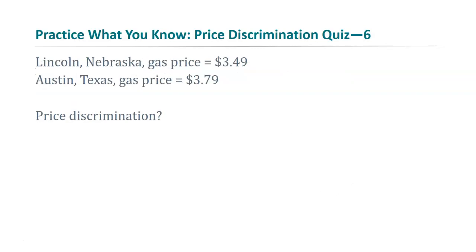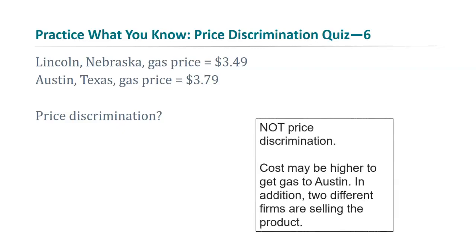Lincoln, Nebraska, gas price is $3.49. Austin, Texas, gas price is $3.79. Is this price discrimination? No, it is not. These are different locations. It may cost different amounts to get the gasoline to the different locations, to Nebraska versus Texas. 2 different firms selling the product.